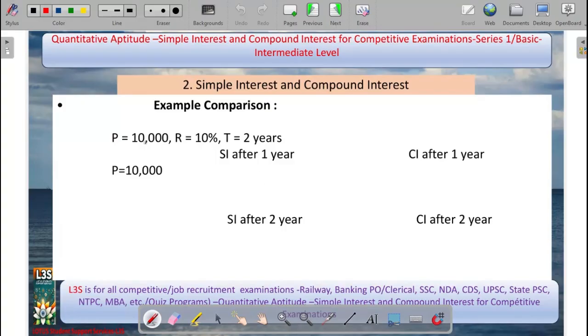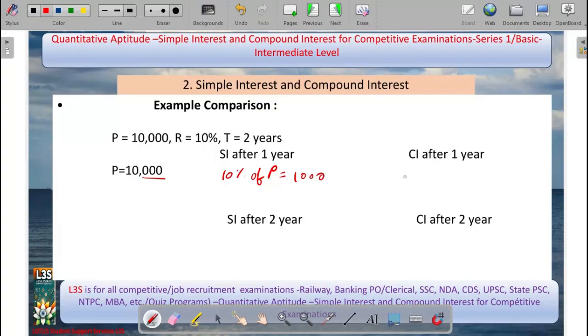Say principal amount is 10,000, R is 10%, and T is 2 years. So if P is 10,000, what will be the simple interest after 1 year? It will be 10% of P. That means 10% of 10,000. So that will be 1,000 rupees.